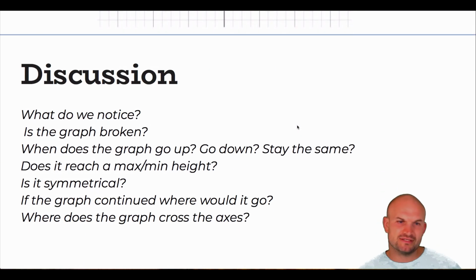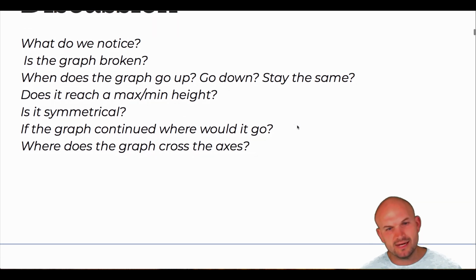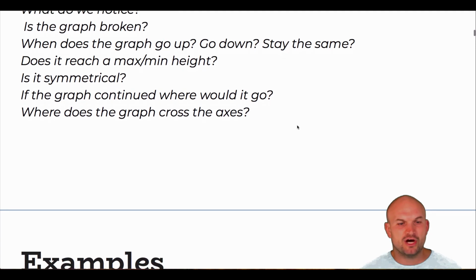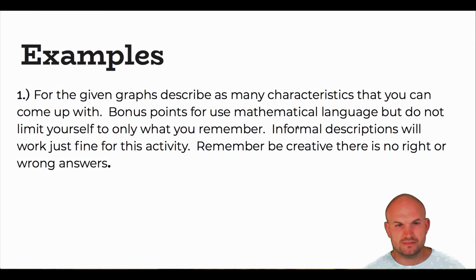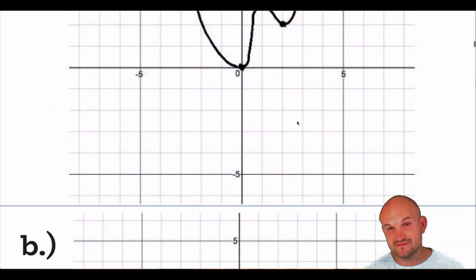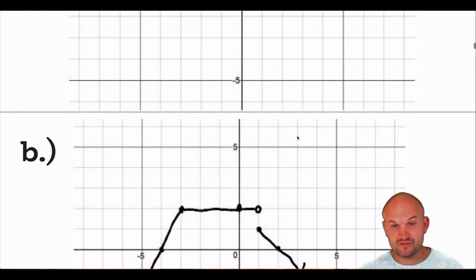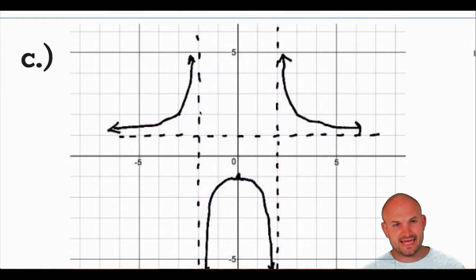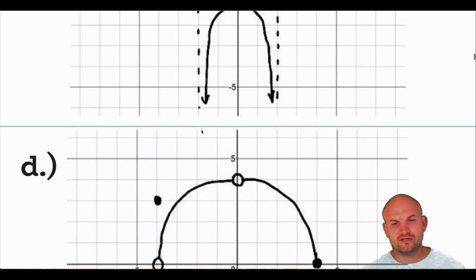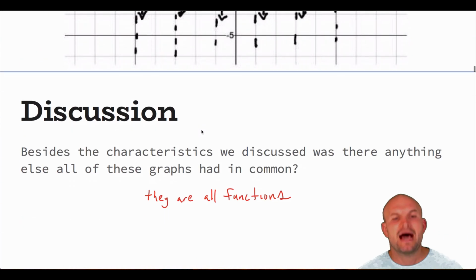Then we talked about some basic things, not really getting into math: when does it go up, go down, maximum, minimum, symmetry, and all that kind of fun stuff. Then I showed them these graphs, which are the ones we work on and the ones I'm going to help describe as far as their characteristics. You can see all these graphs here. And the last thing I said is, what do these all have in common?